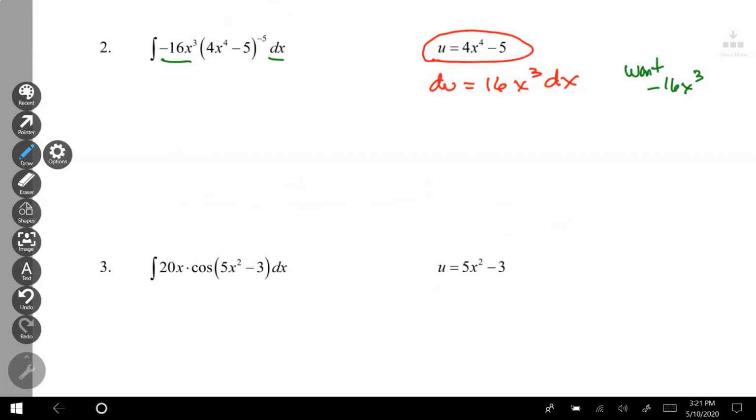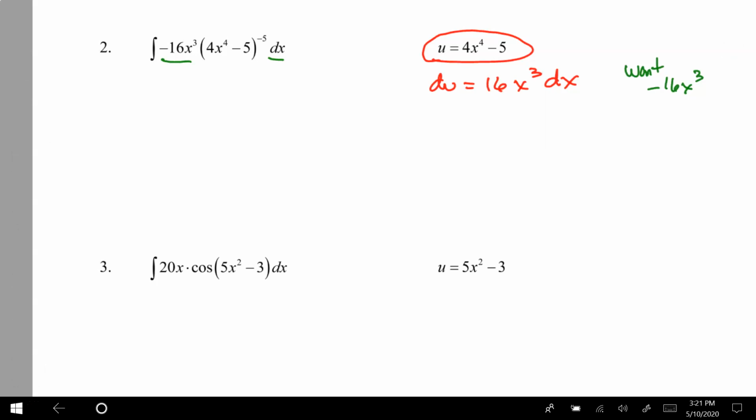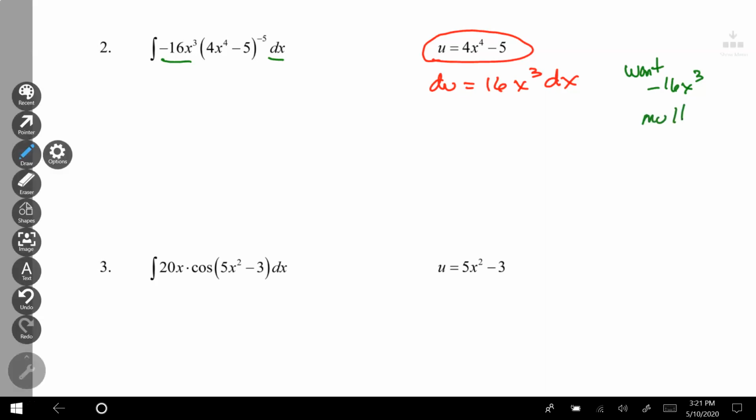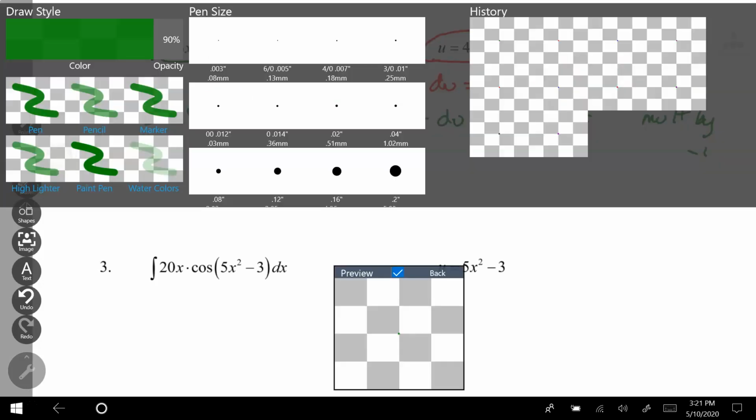So for the next one, I give you the u, 4x to the 4th minus 5, because that's kind of inside. I take its derivative. I get du equals 16x cubed dx, but I really want negative 16. So what should I do to this to make it negative 16? I should multiply by negative 1. I get negative du is equal to negative 16x cubed dx. And then all of a sudden I realize I have what I want, and I can rewrite this problem as the integral of negative u to the negative 5th du. And now it's a much easier thing to do.